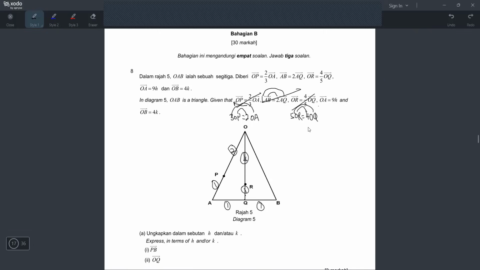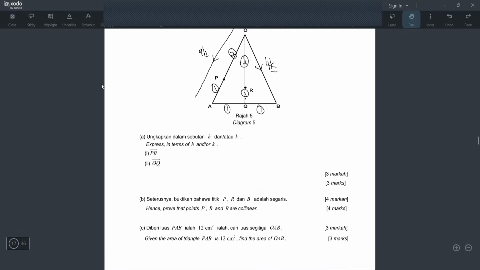Next one, OA equals 9H. O to A, where is it? O is here, A is here. So I will label like this, because if I label like this, the P is blocking me. So I will draw a line outside, and then I put an arrow. So O to A, and then I'll write 9H. Make sure the arrow is pointing to A, because it's O to A. And then OB is 4K. So OB is here. This one I can label like this. The arrow has to point to B and then 4K. Okay, I'm done labeling all this information.